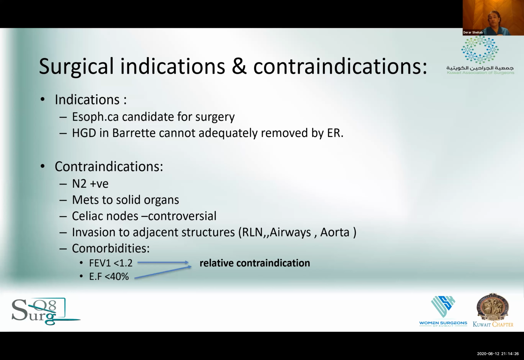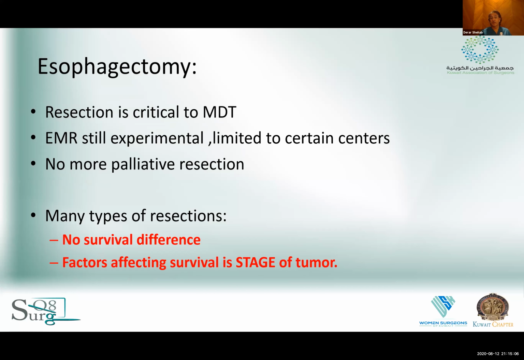The contraindication of esophagectomy is when you have N2 disease, lymph node involvement, or distant metastasis. Then those patients should undergo induction or neoadjuvant chemoradiotherapy. Then you reevaluate for possible esophagectomy. Comorbidities are not an absolute contraindication, but they are considered a relative contraindication. So esophagectomy is the procedure with gastric pull-up or reconstruction, and I think it is critical to the multidisciplinary team or multidisciplinary treatment.